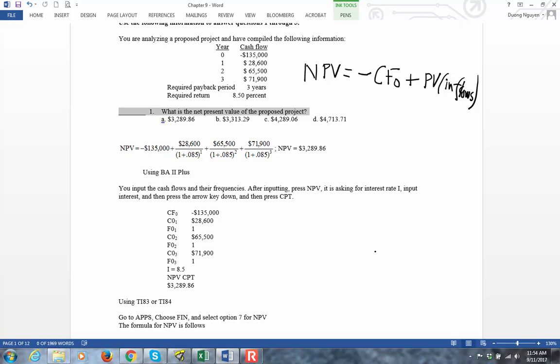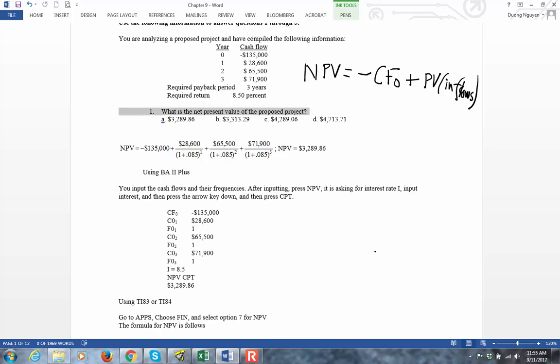Once you press the arrow down, it is asking you for C01, which is the cash flow at time 1. So you input 28,600 and press enter and then press the arrow down one more time. It is asking you for the frequency of cash flow in year 1. So you can see that there is only one time 28,600 happens. So you put frequency for year 1 is 1, and then enter, press the arrow key down one more time.